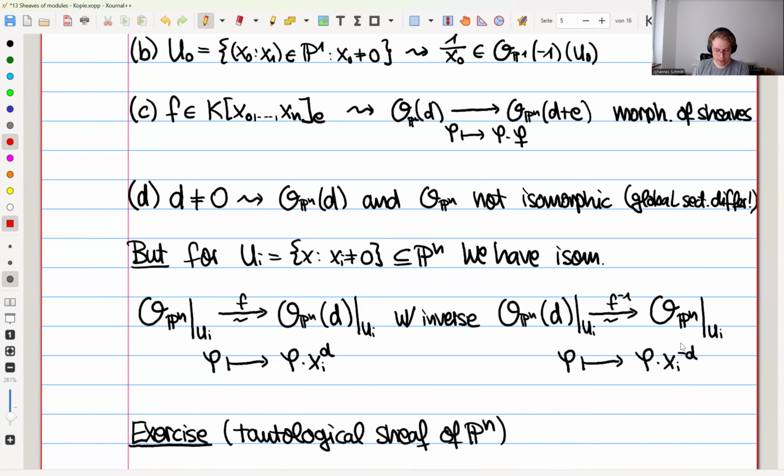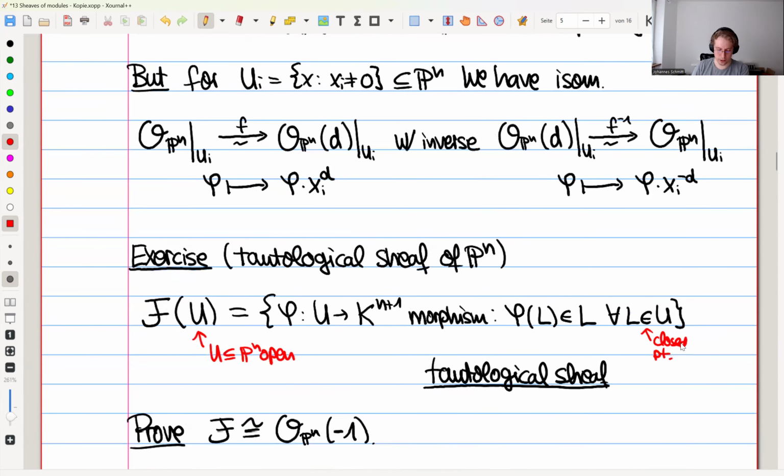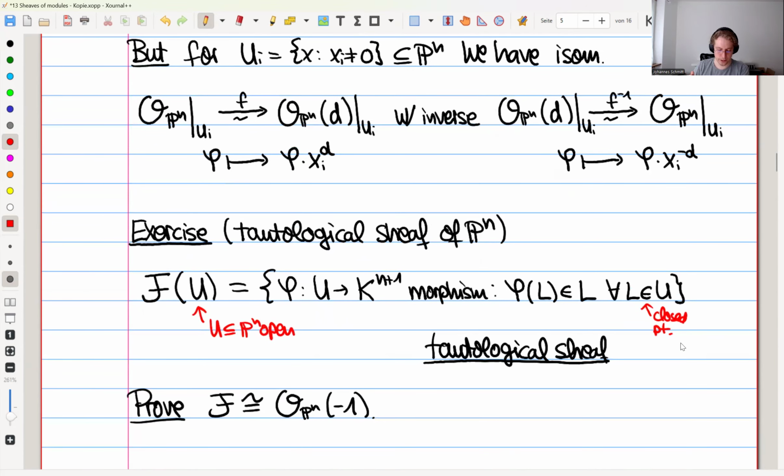Okay. And so all of this was pretty abstract. We just defined it as symbols, as these elements of the fraction field having certain properties. But in fact, as a small exercise, you can check that some very natural things on projective space are given by these twisting sheaves. And one particular sheaf, which is natural to write down, is the so-called tautological sheaf on P^n.